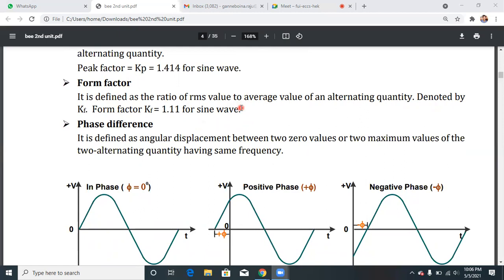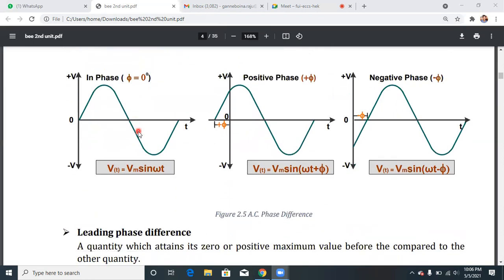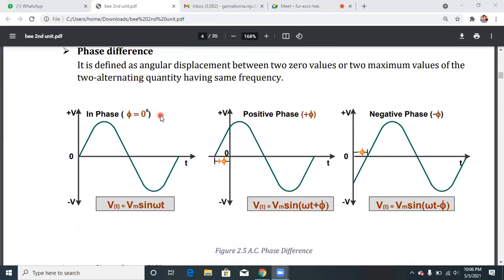Maybe for a 2 marks or 1 mark question, we get it in the mid exam or external. Okay, form factor is equal to 1.11. Understand? So now we have to discuss only this concept: phase difference.